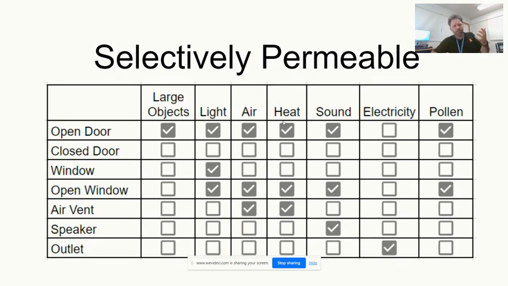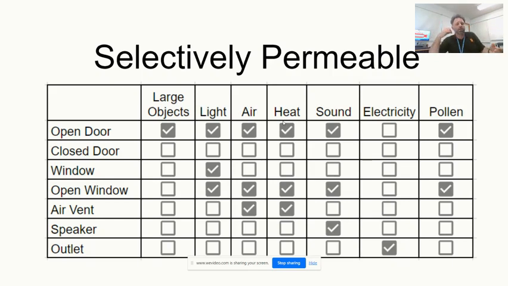Air vents, we want fresh air. We also want heat or cold, depending on what time of season it is when you're teaching this. And so this is kind of that idea of selective permeability. We're in a room. This room is going to let certain things in and out. And because it's a classroom, it's going to have certain things.